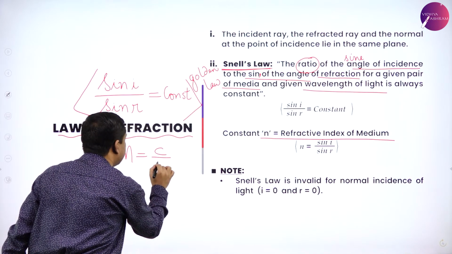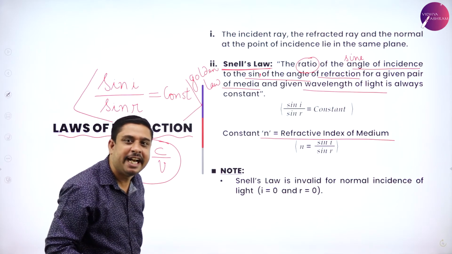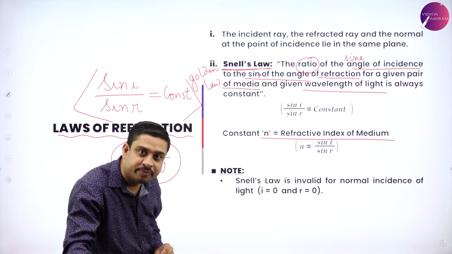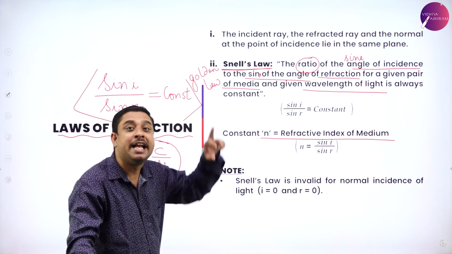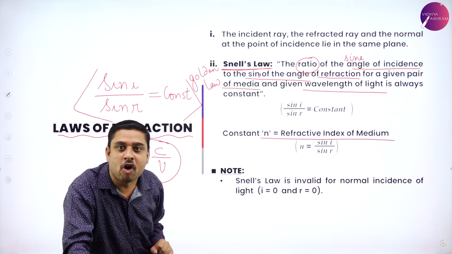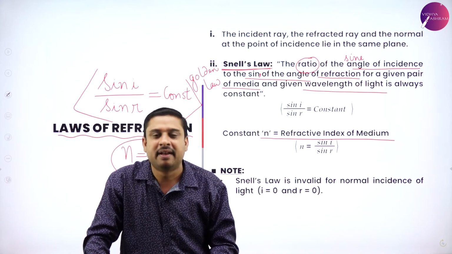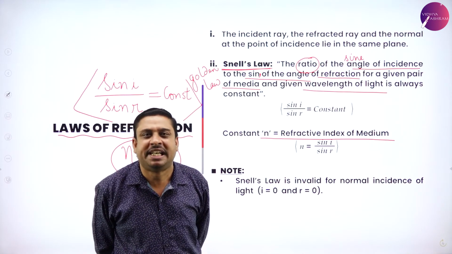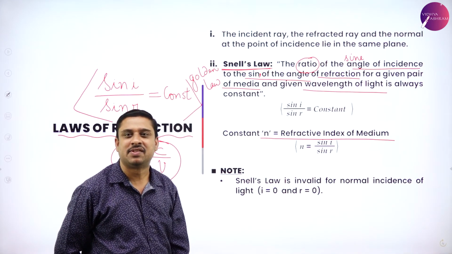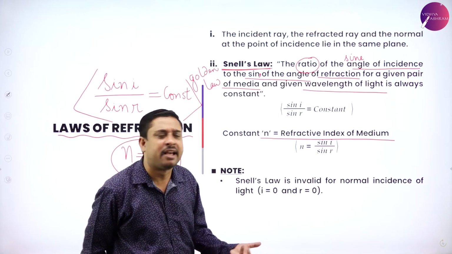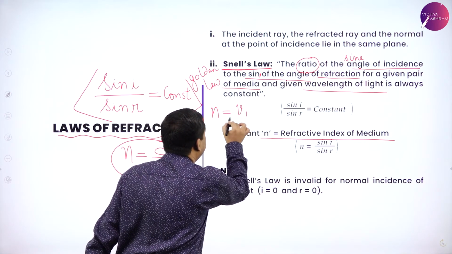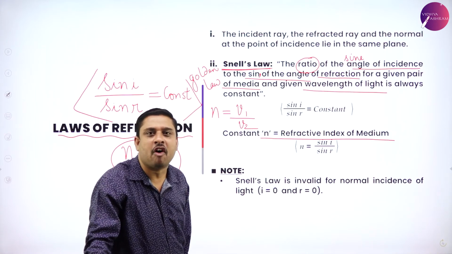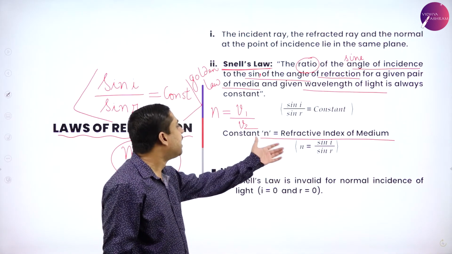Refractive index is also c divided by v. What is c? c is velocity of light in free space. v is velocity of light in a given medium. So I can say the ratio of velocity of light in two different media is called refractive index. You can also write n is v1 divided by v2. The ratio of velocity of light in two different media is called refractive index.